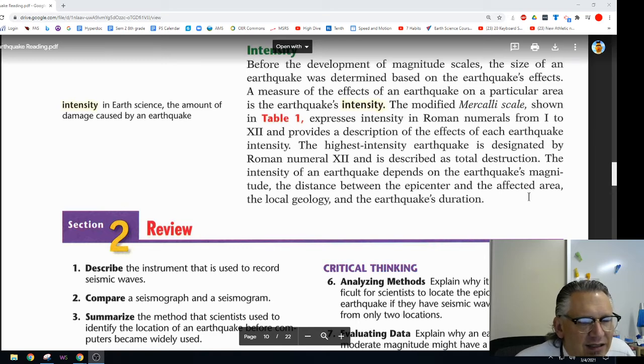The highest intensity earthquake is designated by Roman numeral XII, or 12, and is described as total destruction. The intensity of an earthquake depends on the earthquake's magnitude, the distance between the epicenter and the affected area, the local geology, and the earthquake's duration.